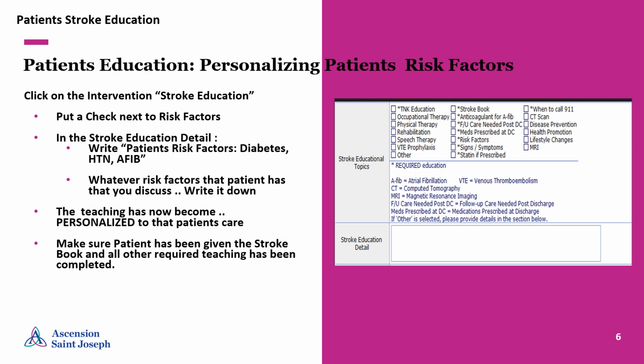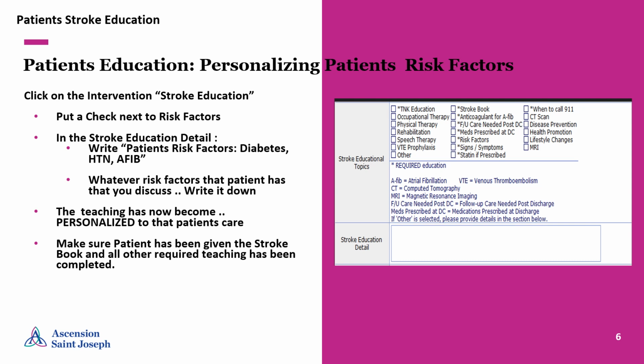To do this, you will open up the intervention called Stroke Education, put a check mark in the box next to the risk factors. In the Stroke Education detail, this is where you will write the patient's risk factors that you discussed, such as diabetes, AFib, hypertension, high cholesterol, etc. This way, we are giving the person personalized education to their specific risk factors.